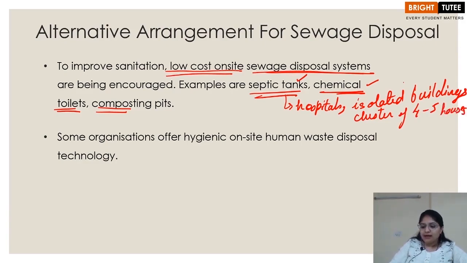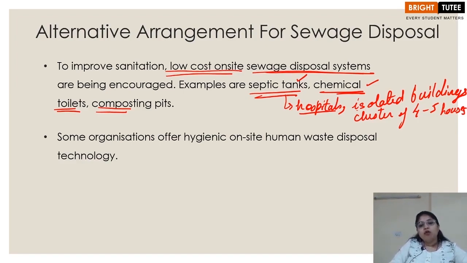Remember students, septic tanks, chemical toilets and composting pits cannot take in the amount of sewage that is being produced by a whole city or a metropolitan area or even a big society, right? All of these are on-site low cost because they are able to manage a lower amount of sewage, right? So if you're thinking that maybe we can replace the WWTP with septic tanks or chemical toilets, that is not an option, right? Always remember, this is an alternative arrangement. Where there is no sewage system, there only we use these things, right? For example, like we said, isolated areas and hospitals can use septic tanks or chemical toilets.